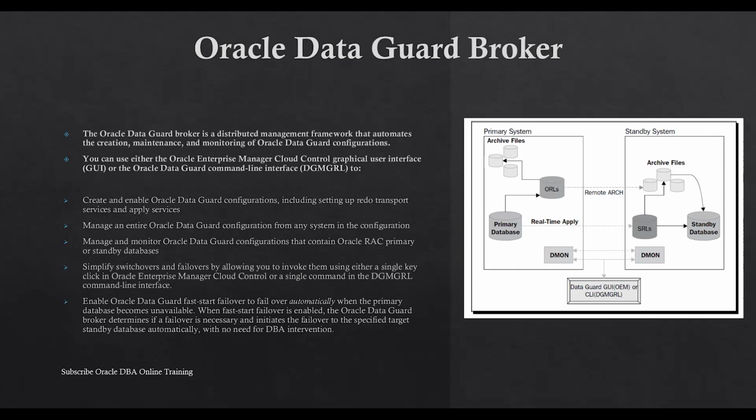Also, you can enable Oracle Data Guard fast start failover using this feature. By using fast start failover, you can automatically switch over the role of the database whenever your primary database is unavailable due to some reason. So your Data Guard broker configuration is smart enough to identify issues on the primary side, and based upon those situations, it will automatically switch over to the next available standby database.